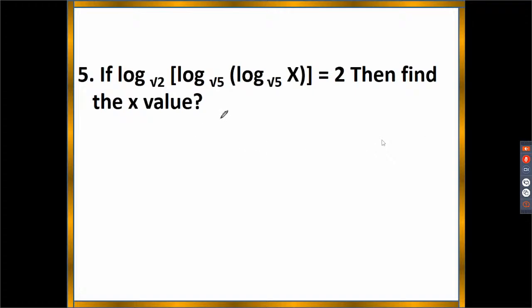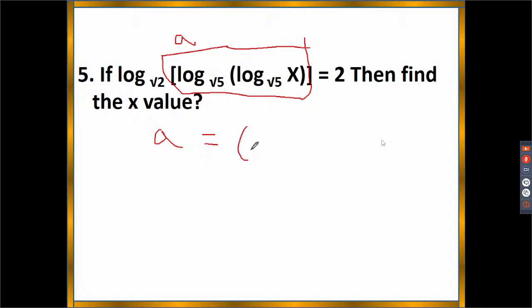Then find the value of x. Okay, very simple one, but it looks difficult to approach. Whatever you understood previously, no problem. For example, if this part is equal to a, it looks like log a base root 2 is equal to 2. It means that a is equal to root 2 whole square.